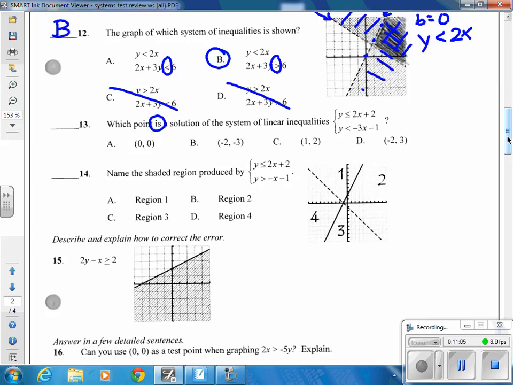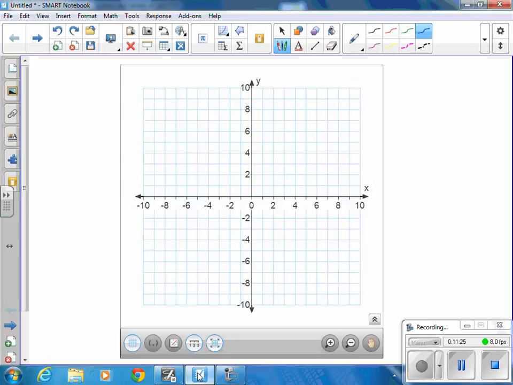You can take and graph the system and find out where the shaded region is, or you can take and plug in every single ordered pair and see who works and who doesn't work. For the sake of showing you picture-wise, I'm going to switch over to a coordinate plane and graph them, and then we're going to test out the ordered pairs that are there and see which one is in the shaded area. So here's my coordinate plane, right?